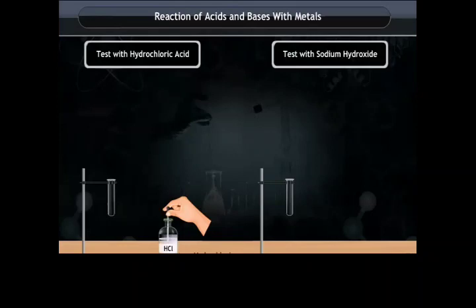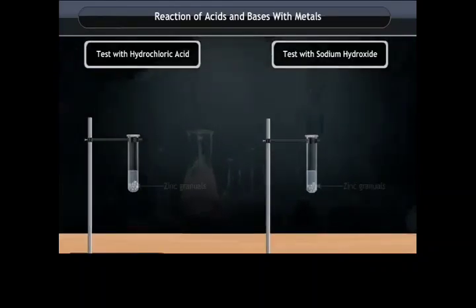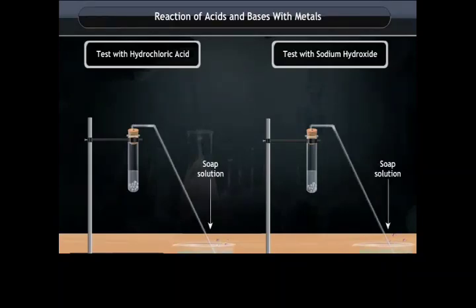Reaction of acids and bases with metals. Set up the apparatus. Add 5 ml of dilute hydrochloric acid and sodium hydroxide respectively. Add a few pieces of zinc granules to both the test tubes. Close the mouth of both the test tubes with a delivery tube, and the other end of the delivery tube should dip in the soap solution.